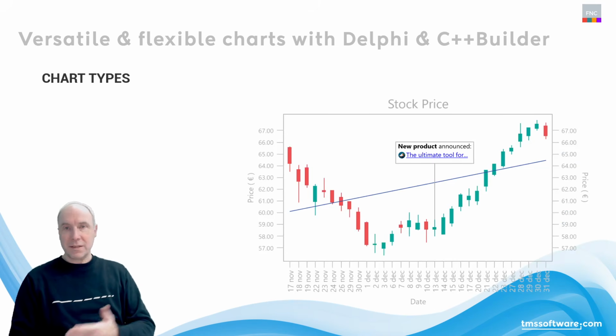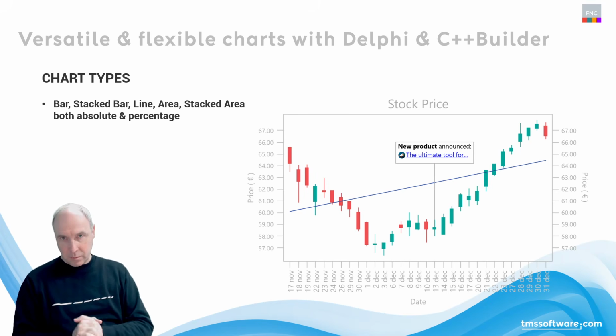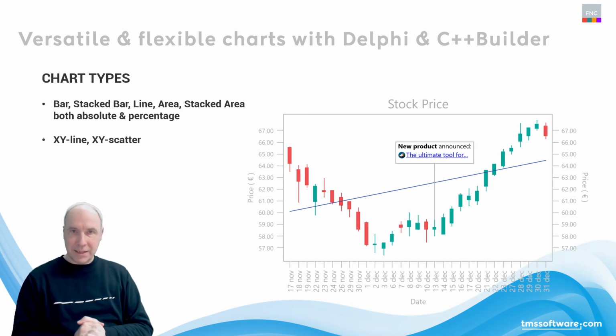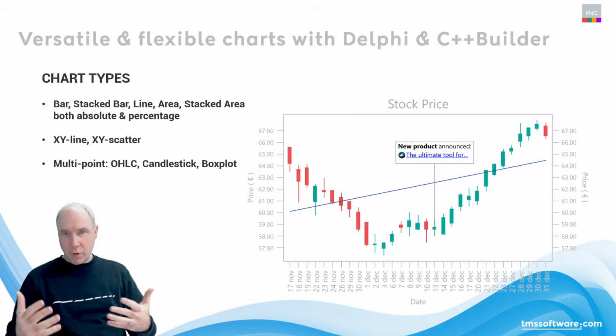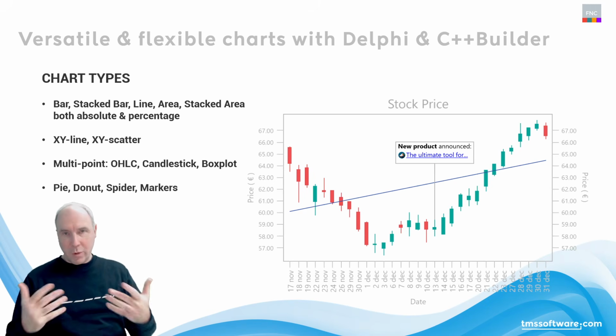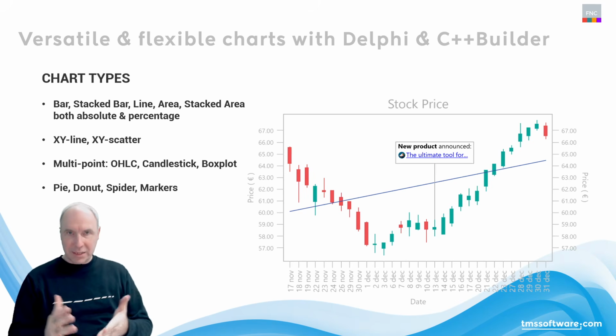When talking about charts, very important is of course what chart types you can use, and we support a lot of chart types. That includes bar, stacked bar, line charts, area charts, stacked area, and this both in an absolute form and in a percentage form. Also included are XY line chart and XY scatter chart. For more financial data, we have the multi-point charts: the OHLC, candlestick and box plot charts. For other types of data we have the pie chart, donut chart, spider and markers.